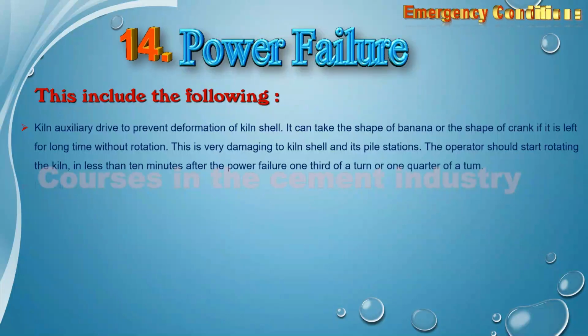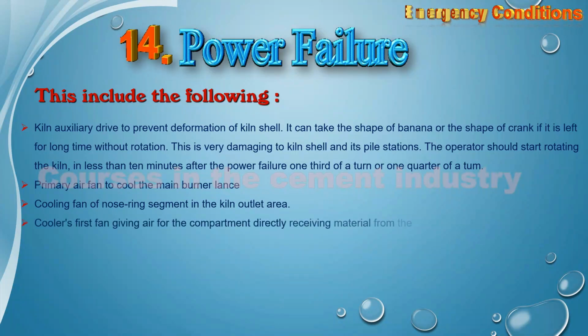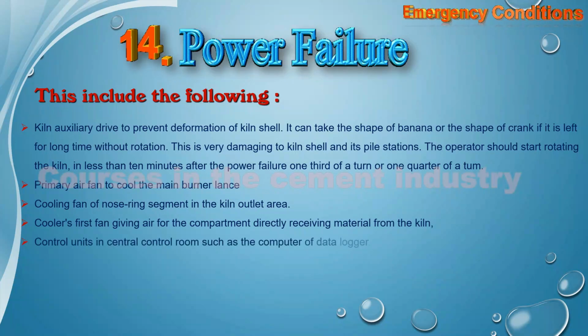2. Primary air fan to cool the main burner lance. 3. Cooling fan of the nose ring segment in the kiln outlet area. 4. Cooler's first fan giving air for the compartment directly receiving material from the kiln. 5. Control units in the central control room, such as the computer of the data logger.